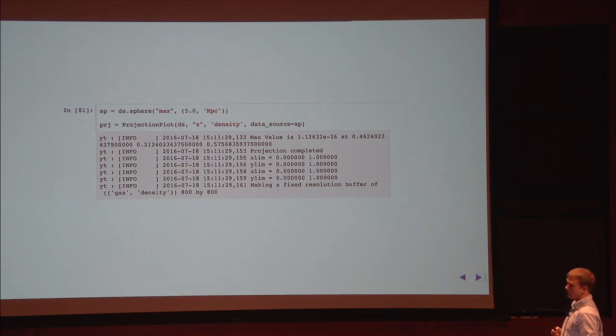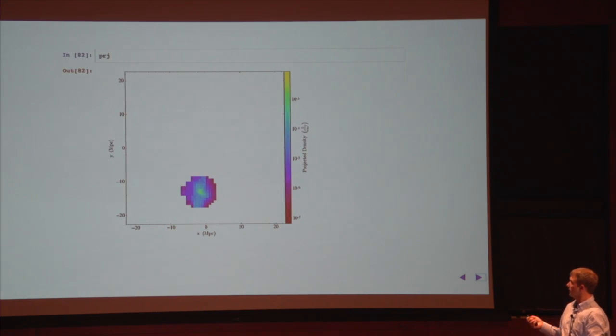Say I want to take a projection, but I don't want to look at all the data. Say I just want to only project a portion of the data in the domain. So, for example, I can create a sphere object, say around the maximum density in the cosmology data set. The sphere has a radius of 5 megaparsecs. I create a projection plot, but then I pass this extra argument called a data source. I say data source equals SP. And if you look at that plot, it's mostly nothing except for that right here.